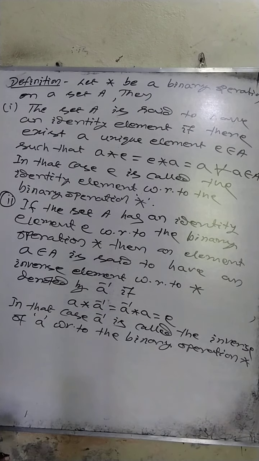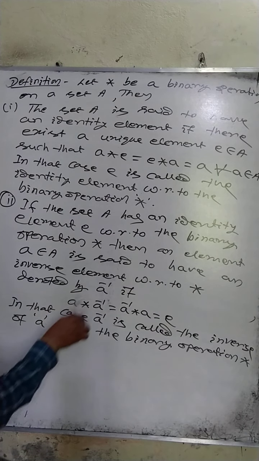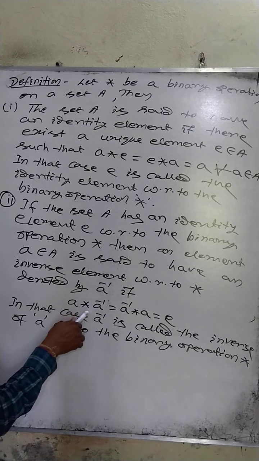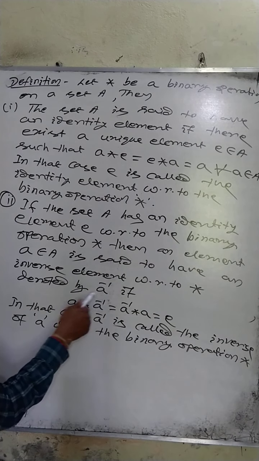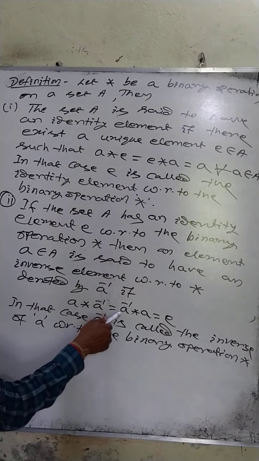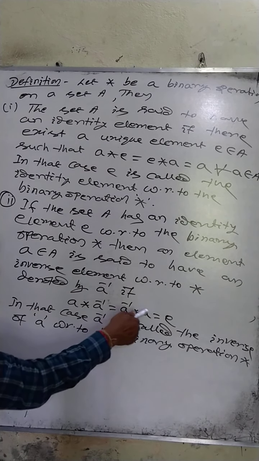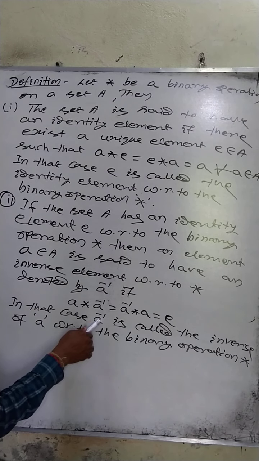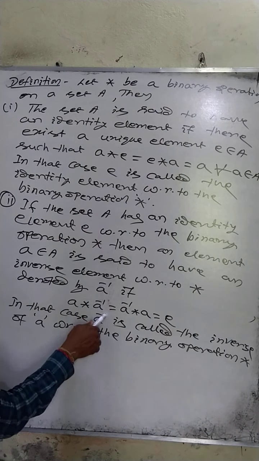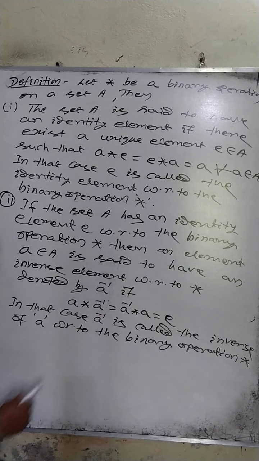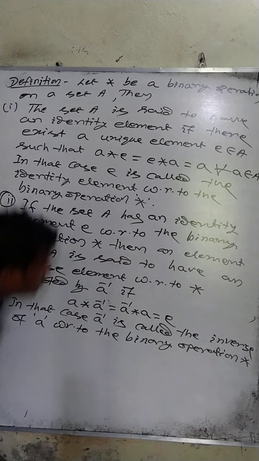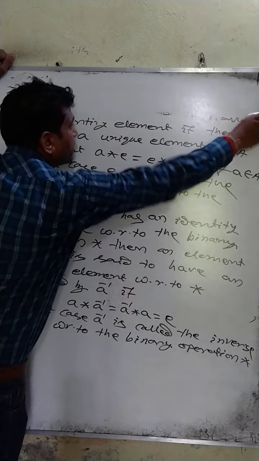That means if a is an element of A and the identity element exists in the set A, then there exists an inverse denoted by a to the power minus 1, if a star a inverse equals e, where star is a binary operation. In that case, we say that a to the power minus 1, or a inverse, is called the inverse of a with respect to the binary operation star. Now, we will take some examples.